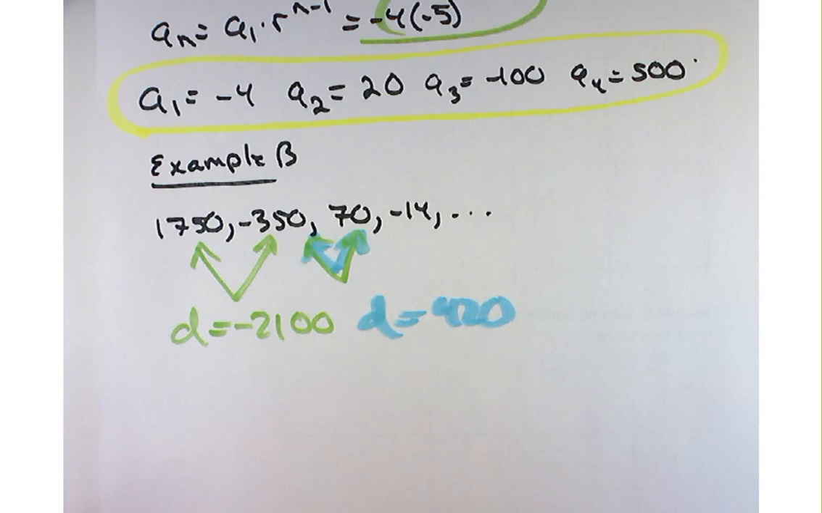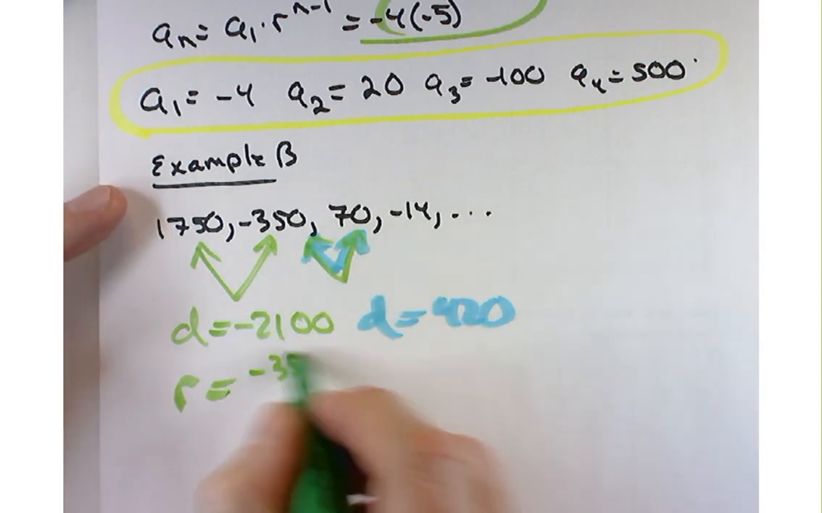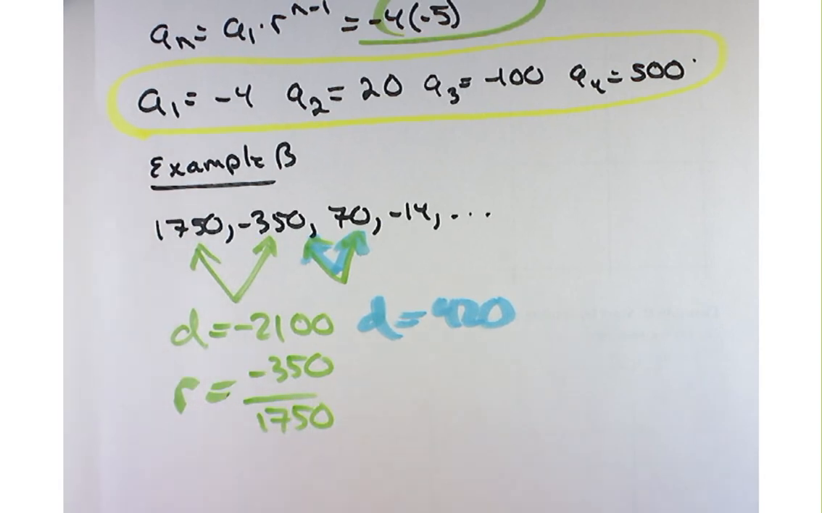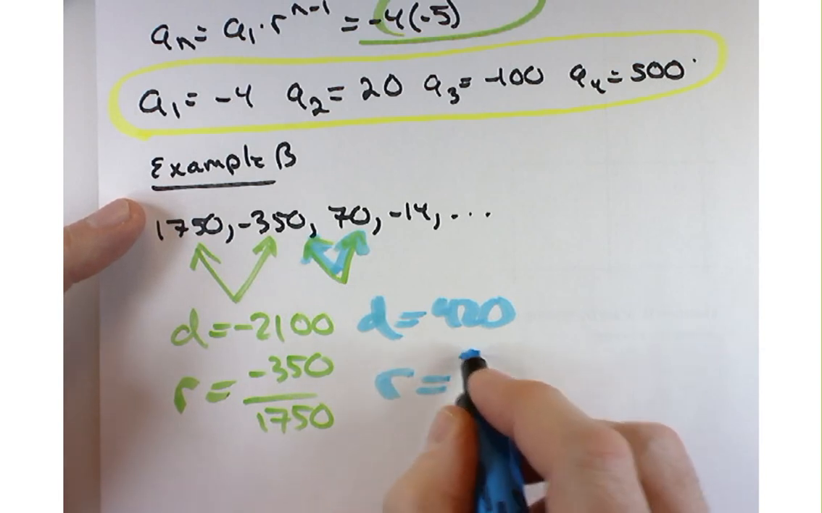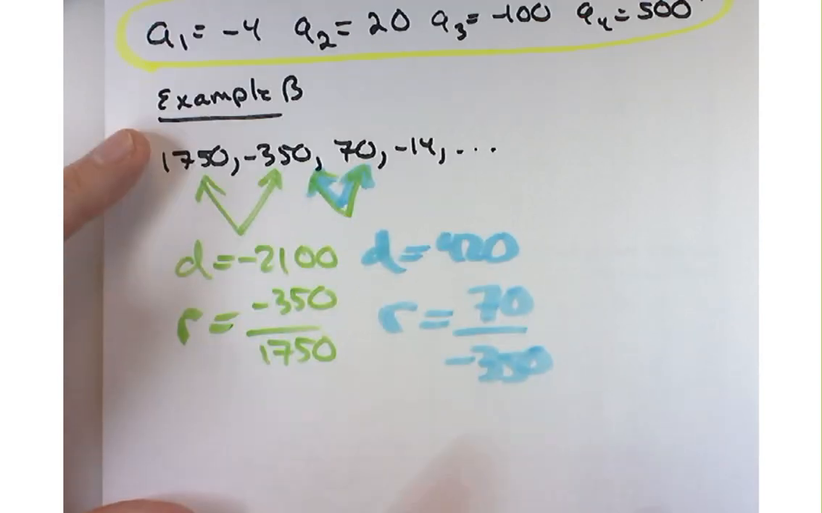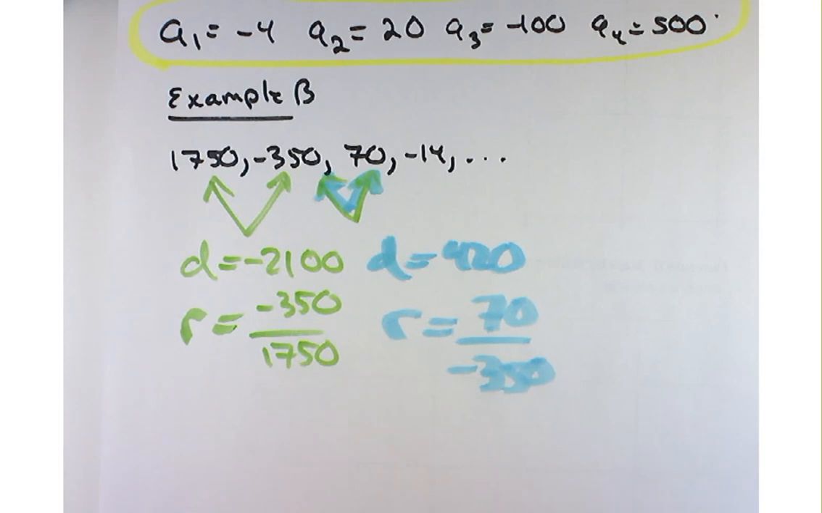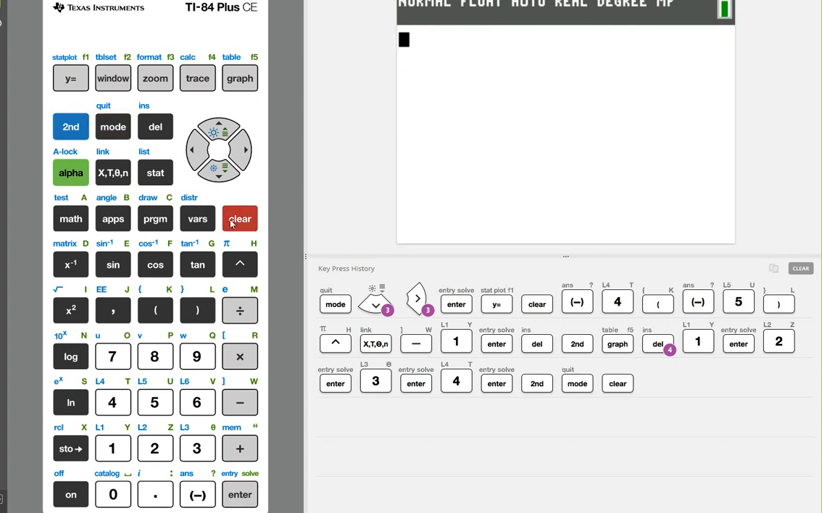r is going to be the ratio of these things. So it's going to be negative 350 over 1750. And I want to compare that to r over here, which is going to be 70 over negative 350. Do I get the same ratios for both of these? Well, maybe you're not really that keen on working these numbers in your head. That's fine, no big deal. Take out your calculators, make your calculator earn your money.